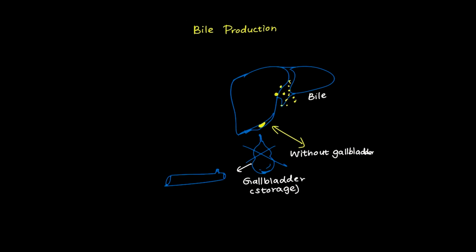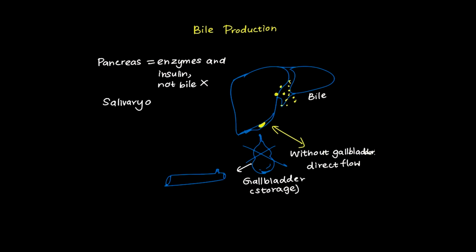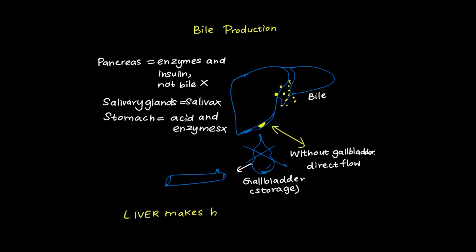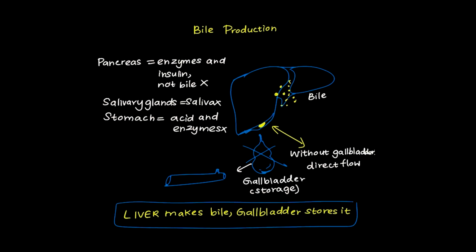Fat digestion still works, just less efficiently, for large fatty meals. The pancreas makes digestive enzymes and insulin, but not bile. Salivary glands produce saliva for carbohydrate digestion in the mouth. The stomach makes acid and enzymes, but not bile. Here's a WGU C458 OA exam tip for you. Bile equals liver. Gallbladder stores it, liver makes it. Quick recall hook: liver equals bile factory.